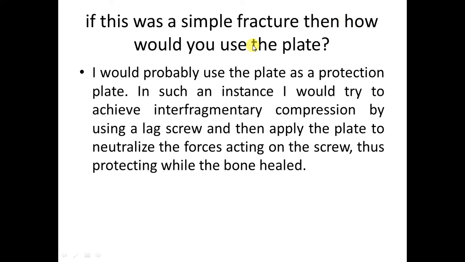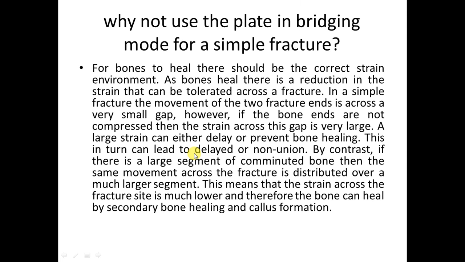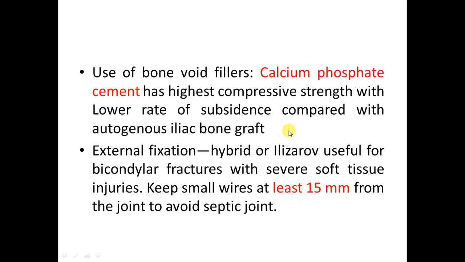If this was a simple fracture, how would you use the plate as protection after compression of the fragment? Then I will put a neutralizing plate or buttress plate. I put a neutralizing plate to neutralize the force on the screw to avoid its breakage. Why not use the plate in bridging mode? It wouldn't unite. In a simple fracture, it wouldn't unite.